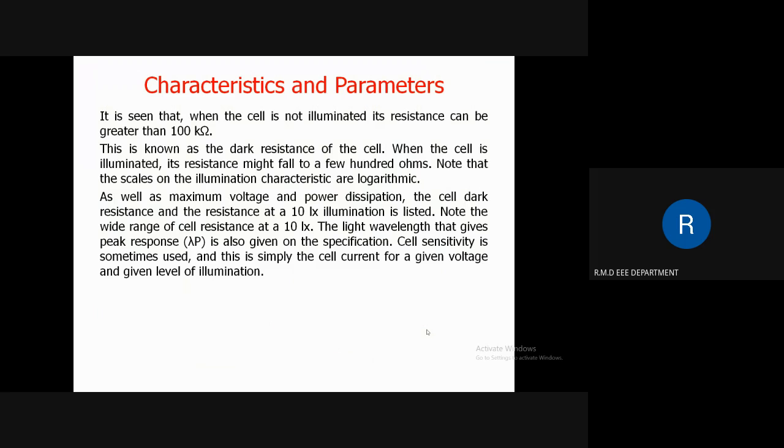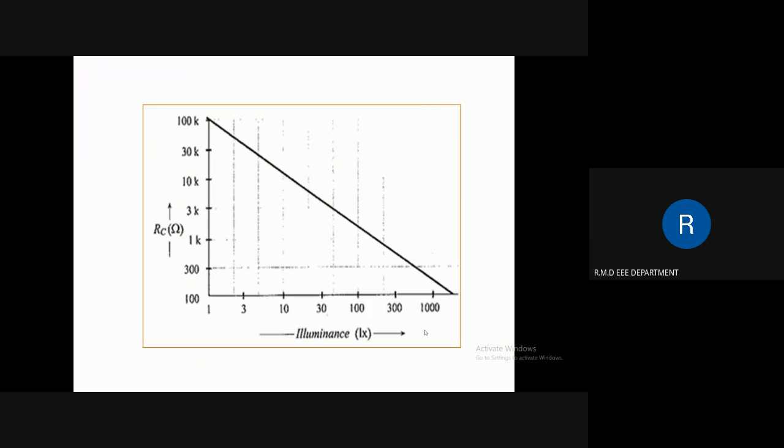Here you can see the graph. It is a graph between the illuminance in lux along the x-axis and the resistance along the y-axis. From the graph, you can observe that with the increase in lux illumination, the resistance is reducing, which means that more free electrons are conducting. So this is about the photoconductive cell.